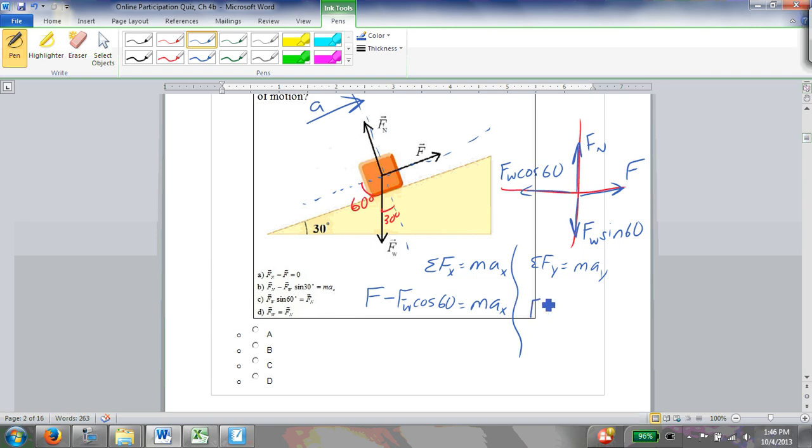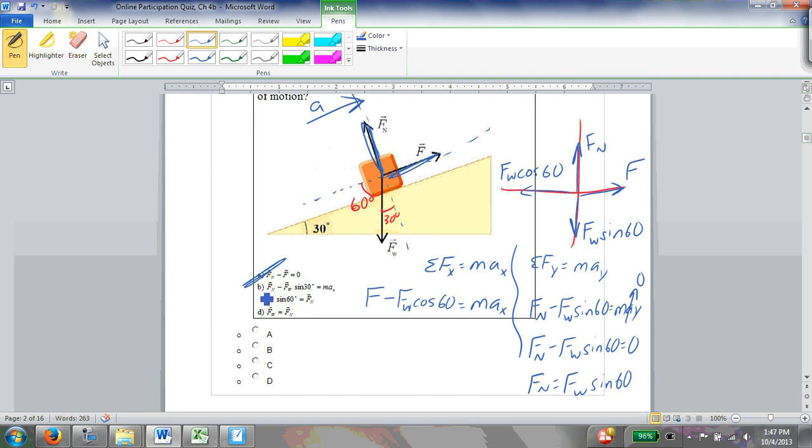And the sum of forces in the y are Fn minus Fw sine 60 equals may. But I know that ay equals 0, so I can say Fn minus Fw sine 60 equals 0, or I could even go further and say Fn equals Fw sine 60. Now let's compare that with what we have over here. All right, A is not correct because Fn and F aren't even on the same axes. They're on x and y axes, so they're unrelated.